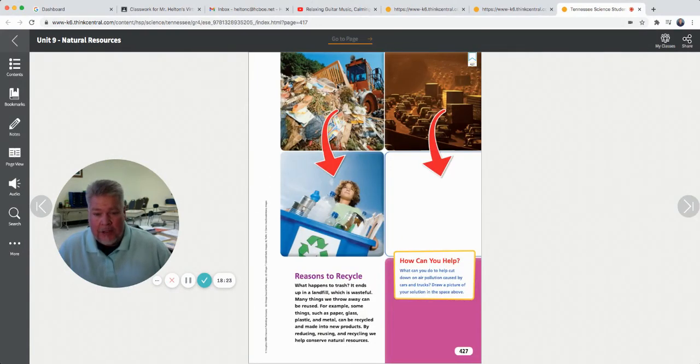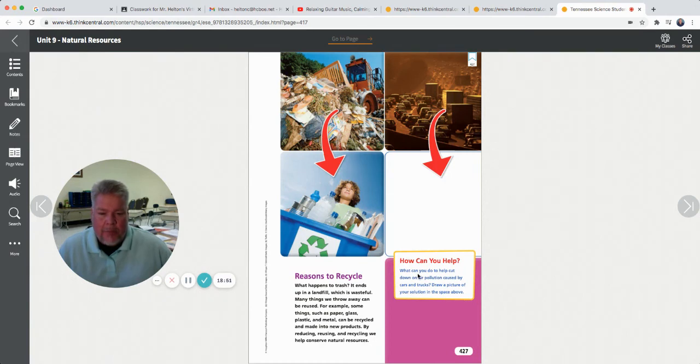One way we can do it is to recycle. What happens to trash? It ends up in a landfill, which is wasteful. Many things we throw away can be reused. For example, some things such as paper, glass, plastic, and metal can be recycled and made into new products. By reducing, reusing, and recycling, we help conserve natural resources, the 3 R's: reduce, reuse, recycle.